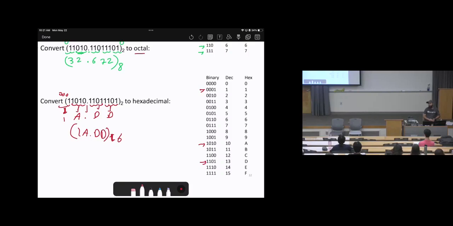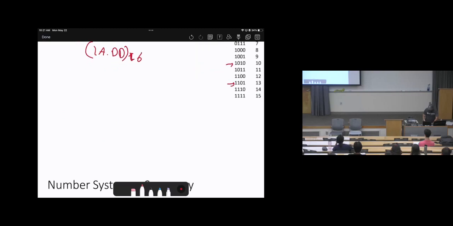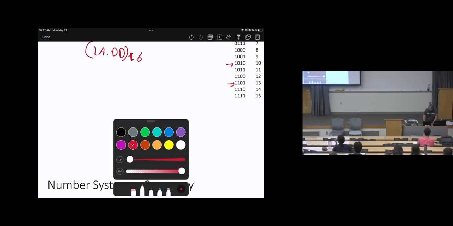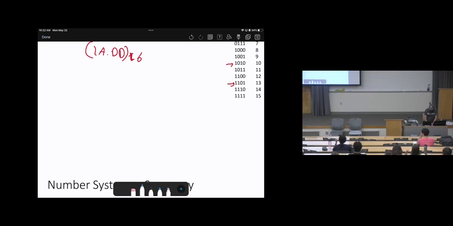Okay? Any questions? Now I'm going to write another example that I think can be very important in the quiz, which is we have 1F.2 base 16, which is hexa. Convert this to octal and decimal.